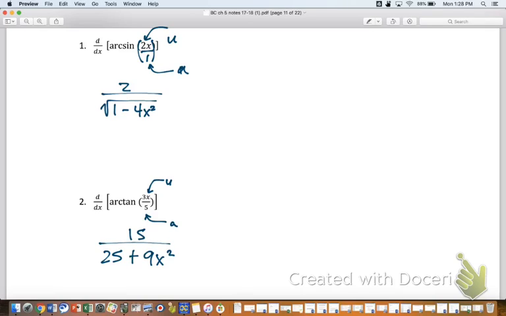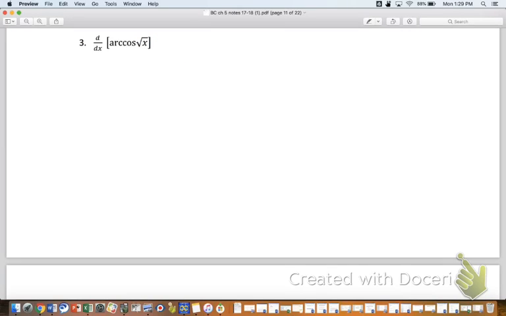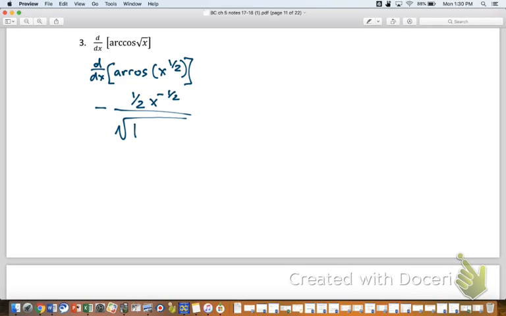All right, so then finally number 3 before we move on. This one, obviously a little bit more to it. You'd maybe do a little rewrite and say this is really d/dx of arccosine of x to the 1/2. Obviously, you can do that mentally as well. Not too bad. So recall that arccosine is just exactly the same as arcsine, except the result is the opposite sign. So it'd be the negative of u prime, which is 1/2 x to the negative 1/2, divided by the square root of a squared, which is 1, minus u squared, which is x. A lot of simplifying could be done there.